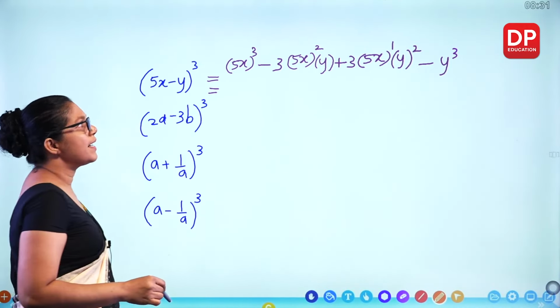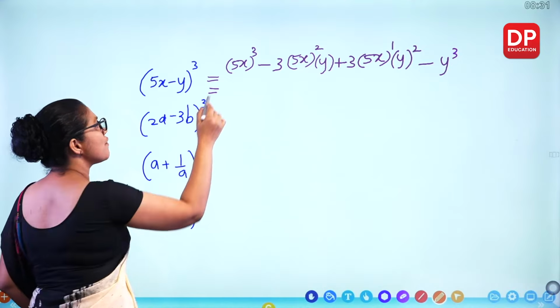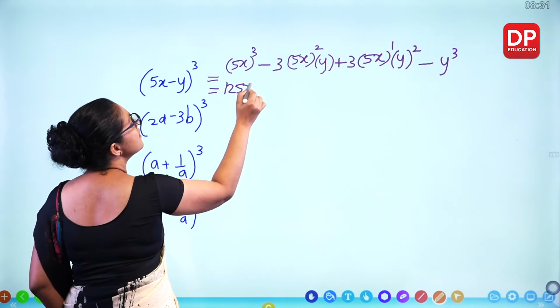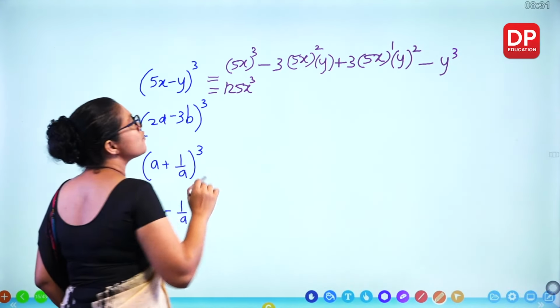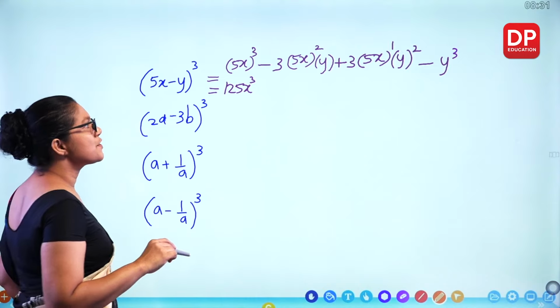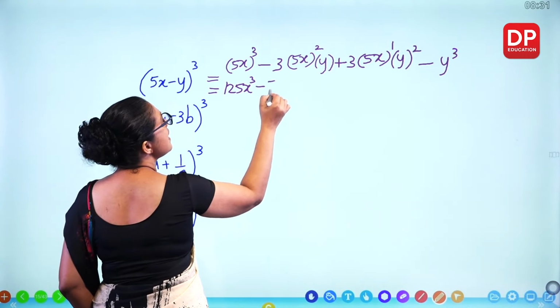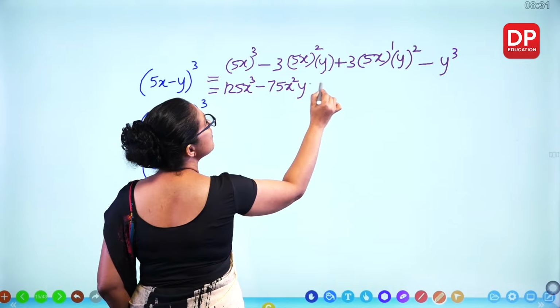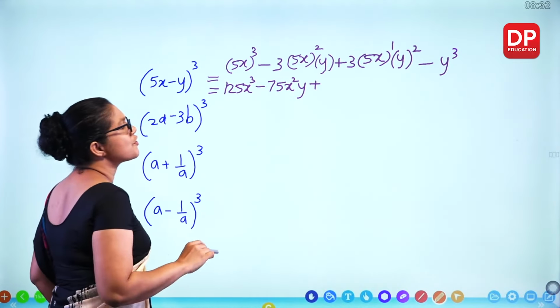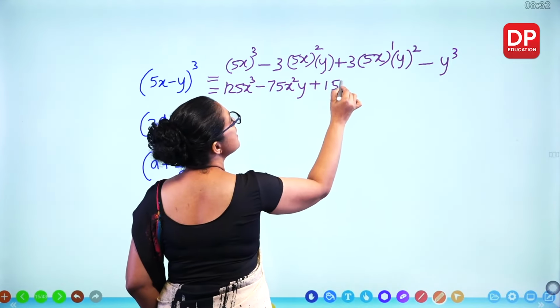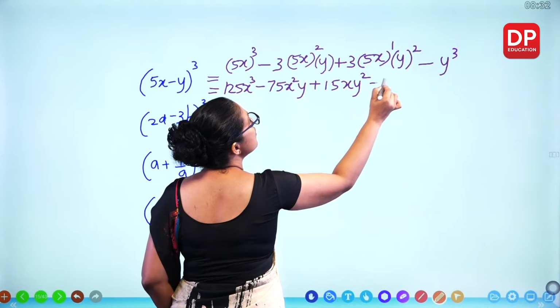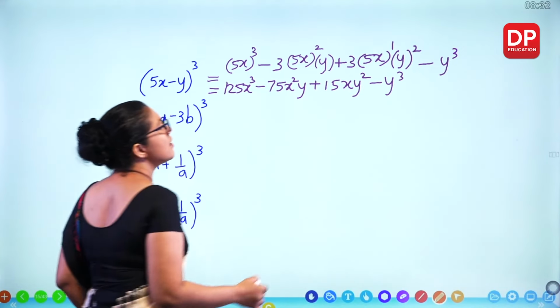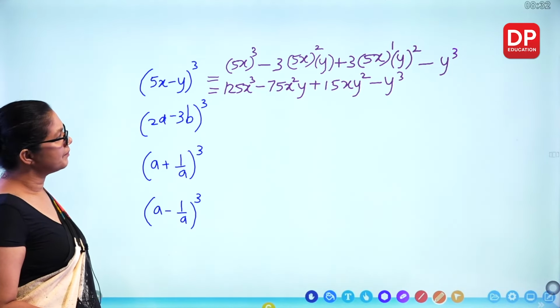Now try to expand this. 5 times 5 times 5, 125. 5 times 5, 25. 25 times 3, 75. The other one, plus 5 times 3, 15. And you get last term y to the power 3.